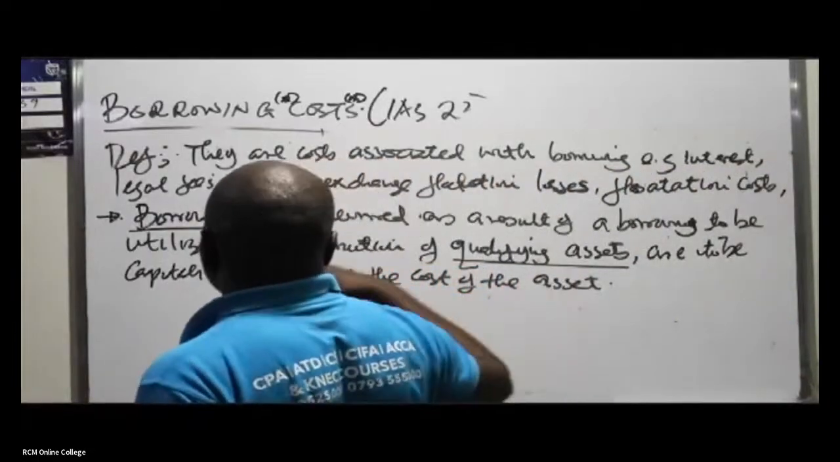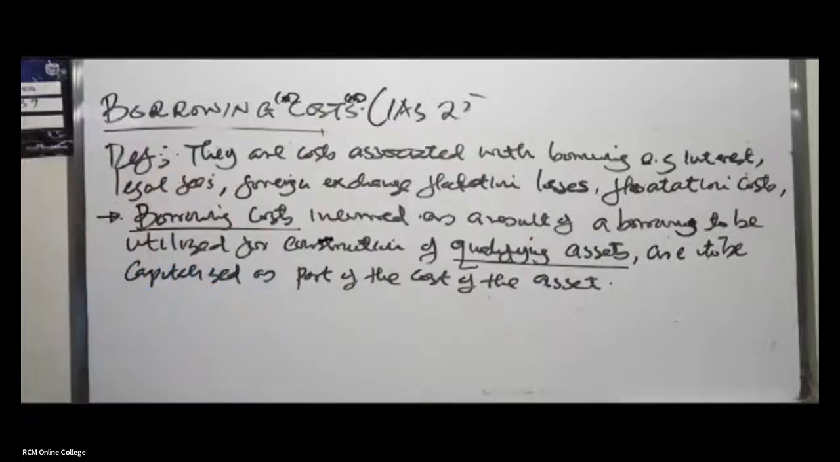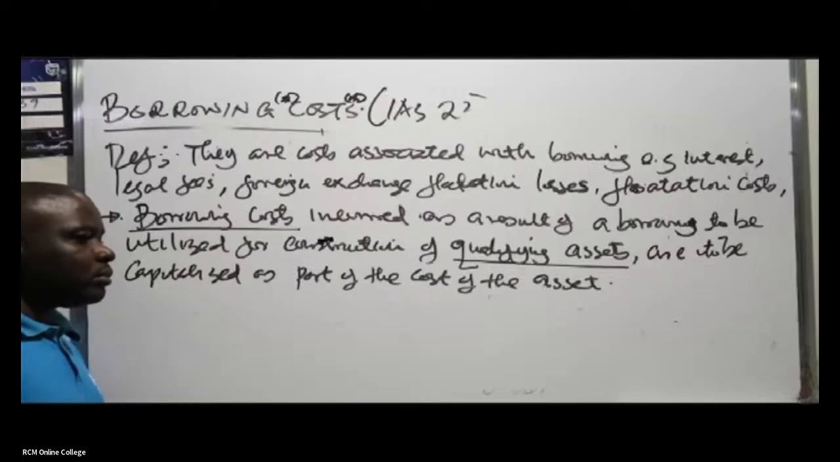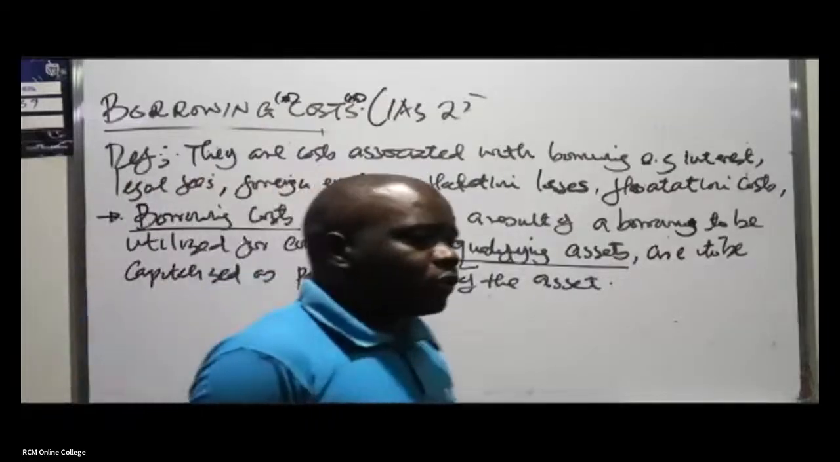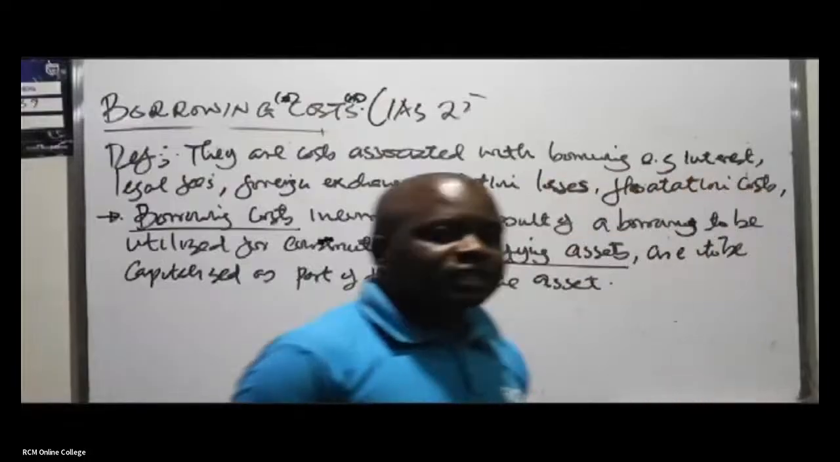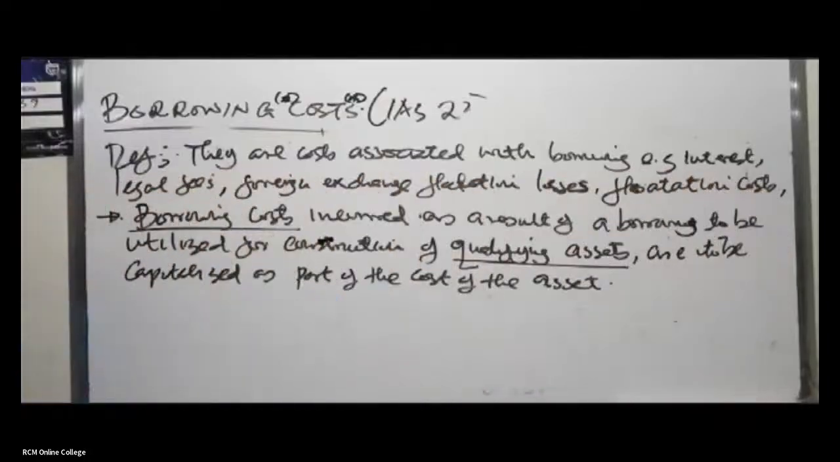You could be asking yourself, what is a qualifying asset? Which kind of assets will qualify for us to say that when they were constructed as a result of an amount borrowed, then the borrowing cost incurred on that amount should be included as part of the cost of the asset. So you can write a qualifying asset.